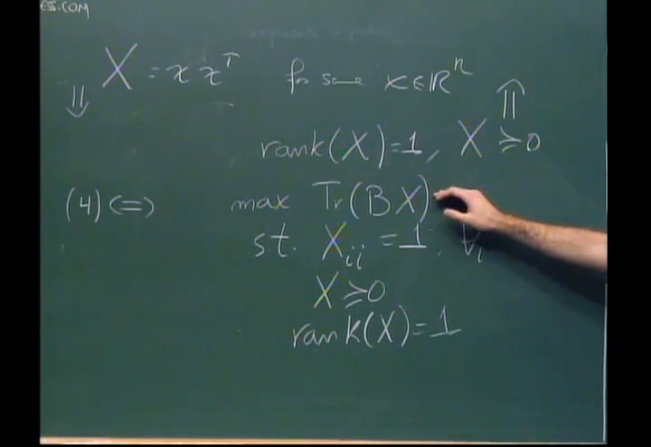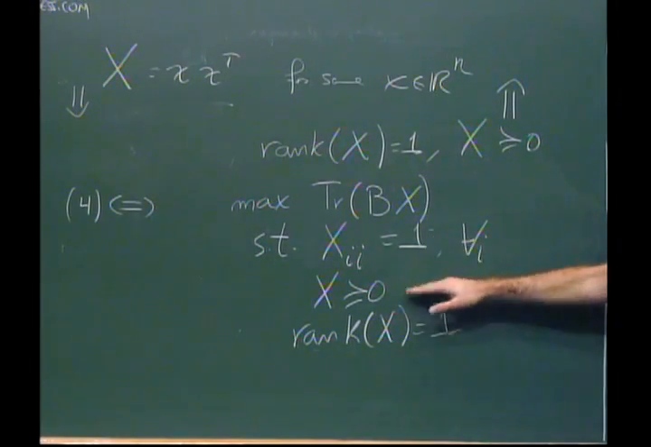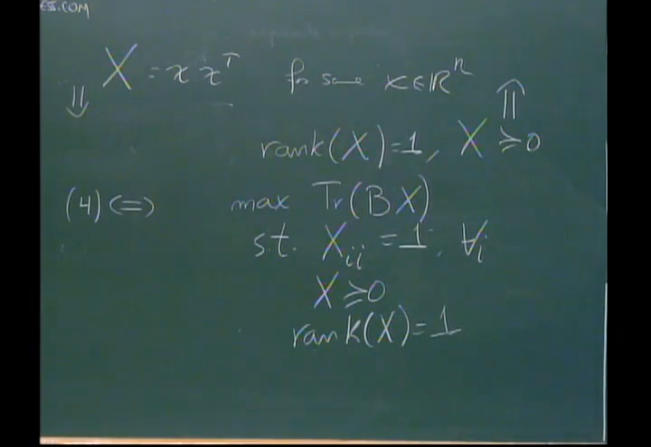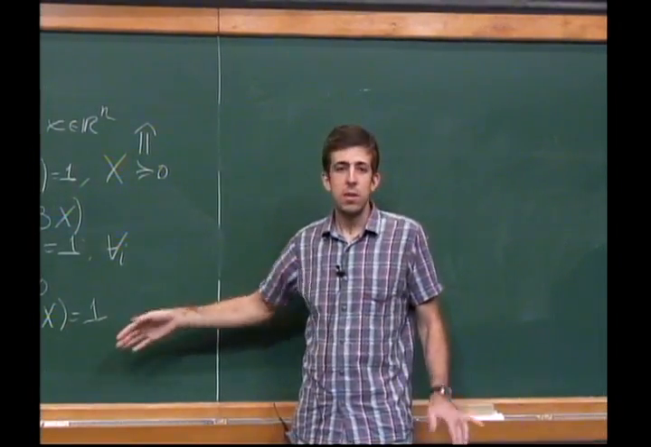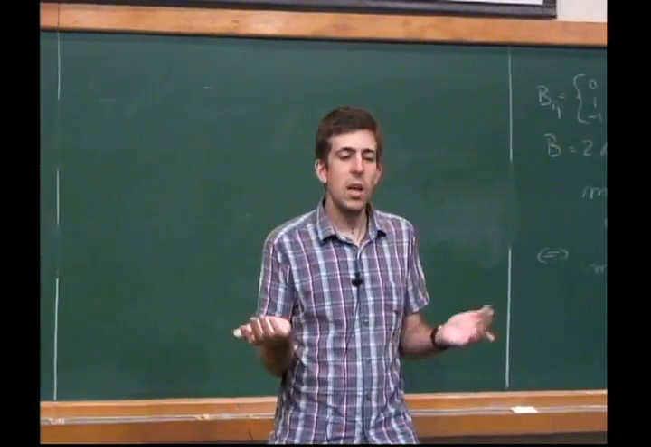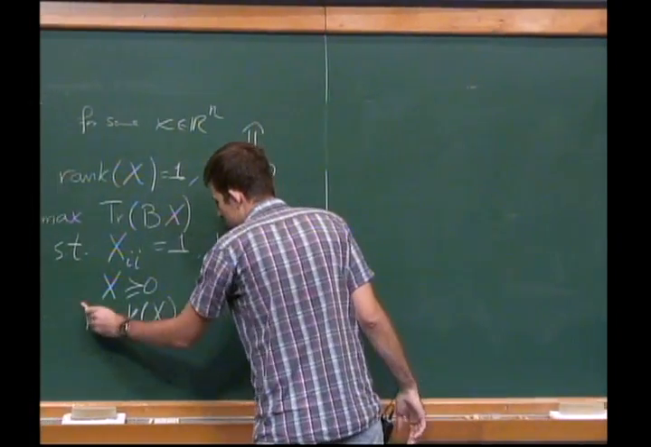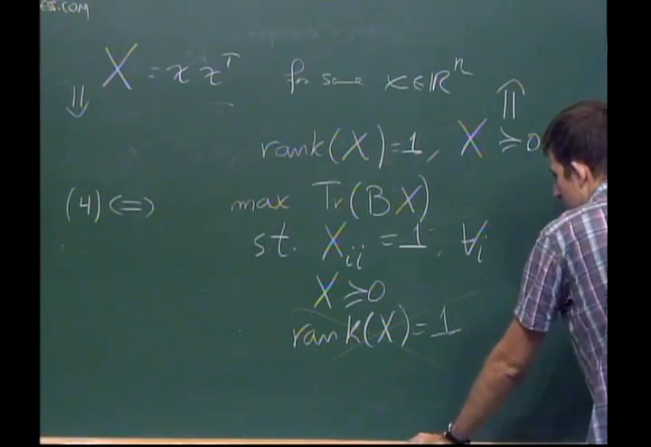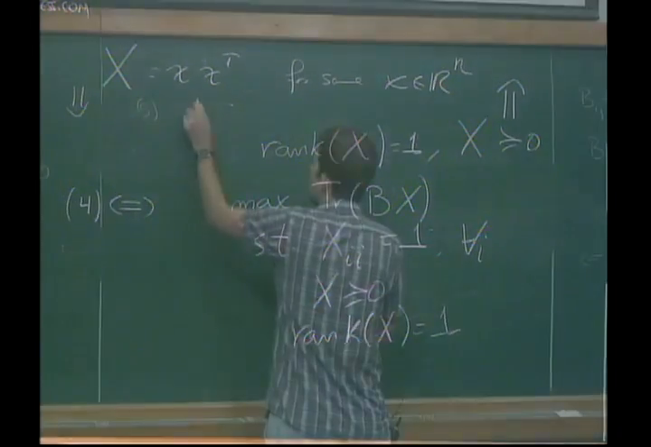This is a linear objective function. This is a linear constraint. And the matrix being positive semi-definite is a convex constraint. If I have two positive semi-definite matrices, a convex combination will also be positive semi-definite. But this is not true for rank 1 matrices. Two rank 1 matrices summed together are not necessarily a rank 1 matrix. So what I'm going to do is remove this constraint. So the problem that I'm proposing to solve is now this one.